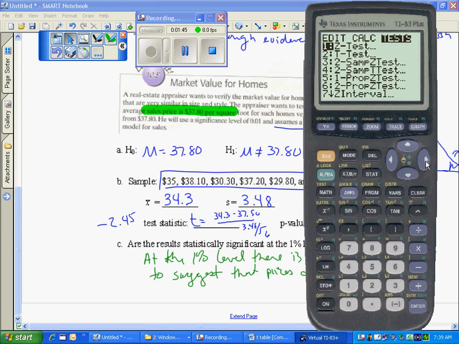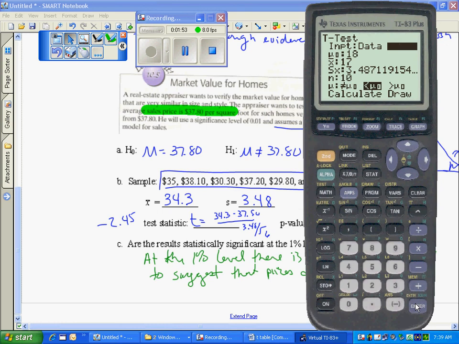Now this is called a t-test because I do not know the standard deviation of the population. So when I hit enter, I now have the data. My data, if I look here, my mu, I was assuming that it was $37.80. That was the average. I stored my data in list 1. Don't worry about frequency, just make sure it's a 1. And this test is two-sided because I didn't know if the price was higher or lower.